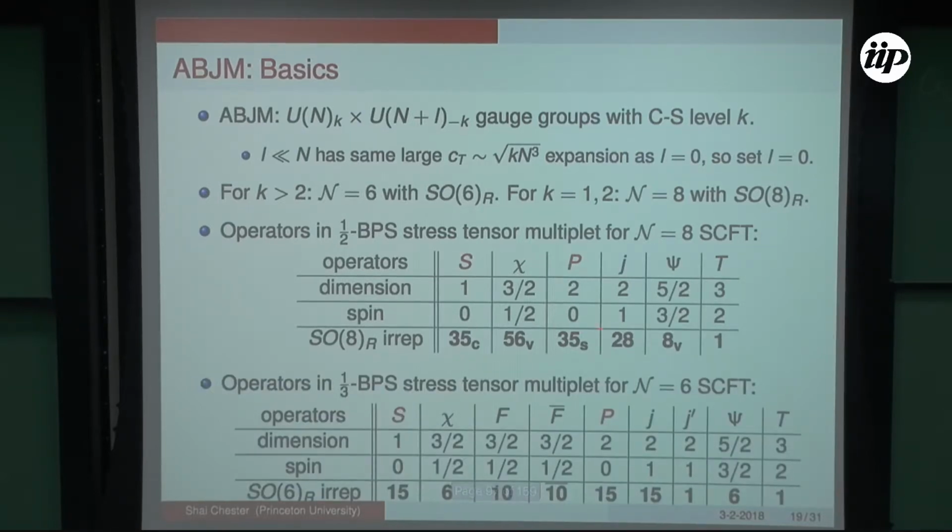Similarly, for n equals 6, now the stress tensor multiplet is a third BPS. So we're looking at a 4-point function of third BPS operators. There are a lot more operators, but we still only really care about S and P, although you should keep in mind that these fermions also exist because they're going to show up in one place.